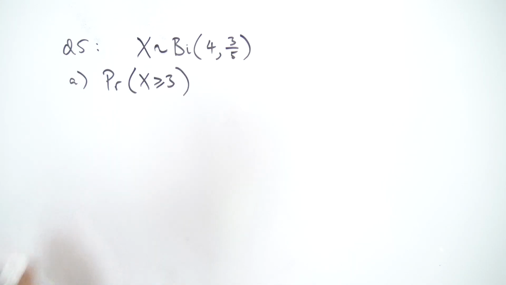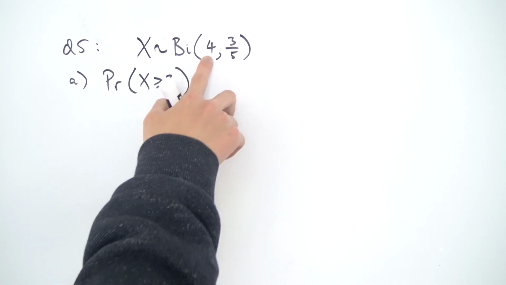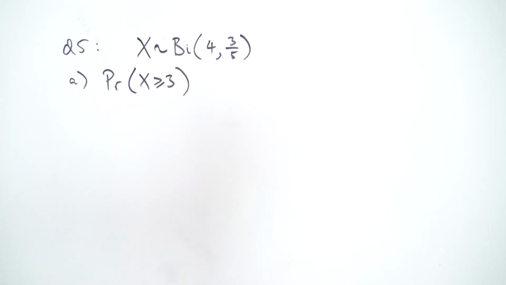And part A asks us to find the probability that for 4 people, so number of trials is 4, what's the probability that 3 or more people have this gene. And in fact, this is the question where I lost the mark, I think, because I didn't even know what I was doing in the exam.